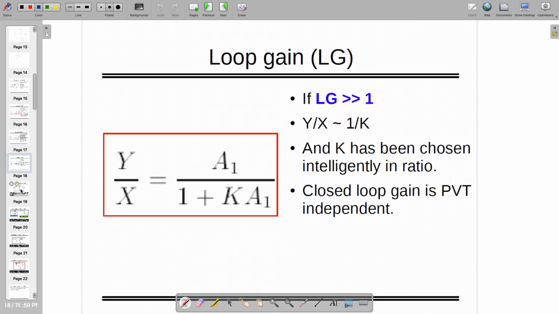So we have to remember that loop gain has to be much higher than 1. Then y by x is approximately equal to 1 by K, and K has been chosen intelligently as a ratio. So these are the things we need to understand, and let's keep it in mind so that we can apply this theory in real circuits. But before that, when we have negative feedback, there are lots of other advantages that we are going to get. We are going to study that, and then apply it on different circuits to make negative feedback for voltage controlled voltage source, voltage controlled current source, current controlled voltage source, and current controlled current source. We are going to do all these things very systematically.